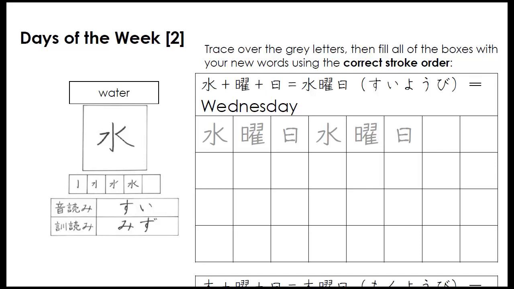We're going to look at the characters to write Wednesday, Thursday, Friday and Saturday in this video tutorial. Let's begin with the Yōbi, the last two characters of each day of the week, just to make sure that you remember their stroke order.